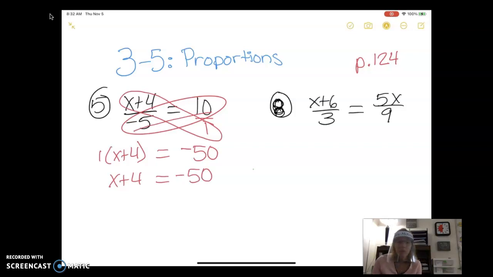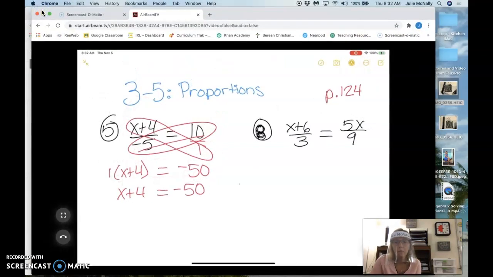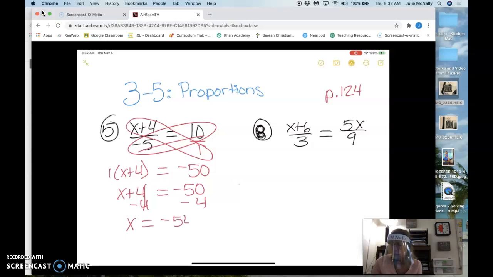And now I'm just going to solve. Oh, you know what? I don't think they can see me when I go full screen. We'll just do it like that. Okay, so what do I do first? You subtract 4 on both sides. That's right. Good. And so then x would equal negative 54, because I'm just adding at that point.